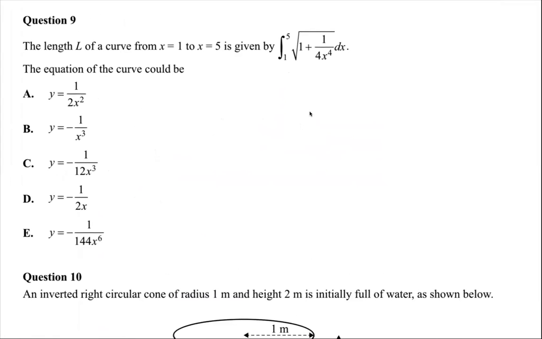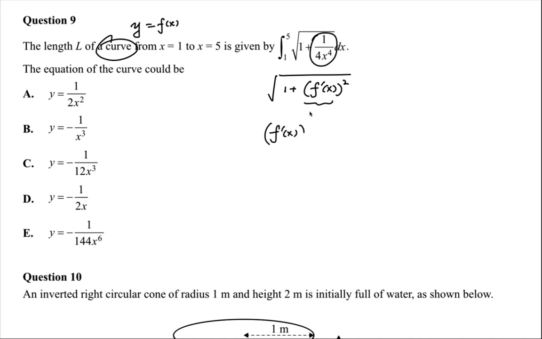Okay, question 9. Length of a curve from 1 to 5. It's given by this integral, but in functional form. So I think the integral should be this curve. Let's call this curve y equals f of x, okay? Under the square root, you are expecting f dash of x squared. So f dash of x is this guy.